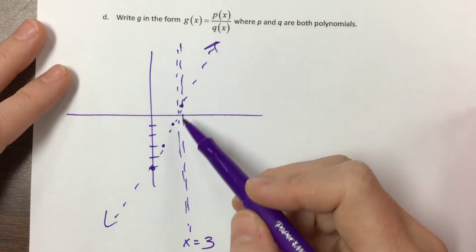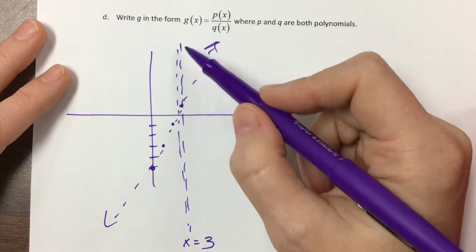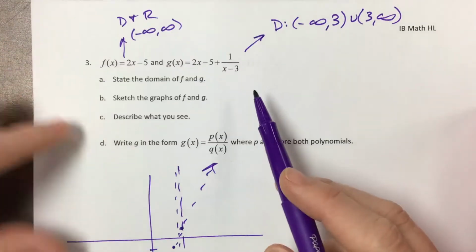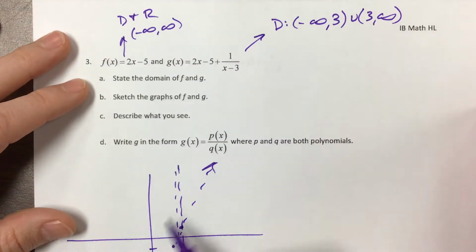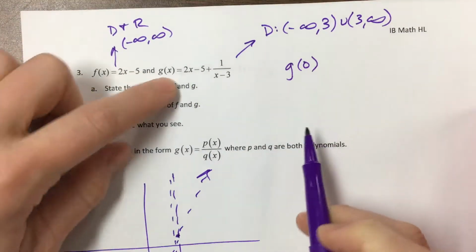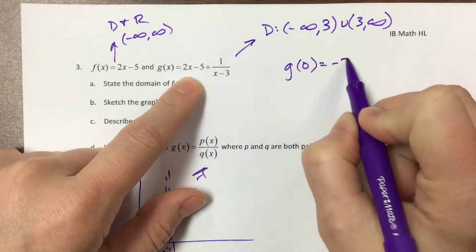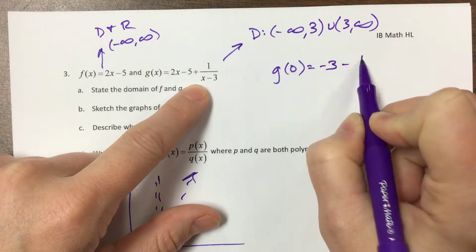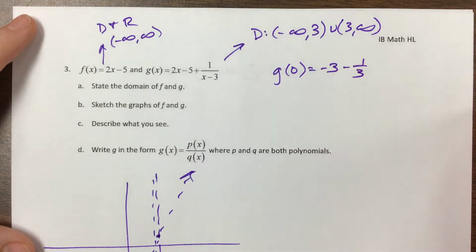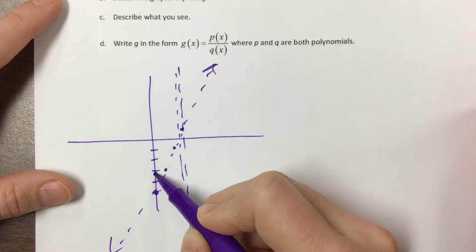The question I want to know is, does it follow this shape through here, or does it do this sort of thing and then that? The easiest way without a calculator is to plug in a number. If I say g of 0, g of 0 would give me negative 3 plus, minus a third. So that's somewhere negative 3 and something. This was negative 5, so it's down in here somewhere.